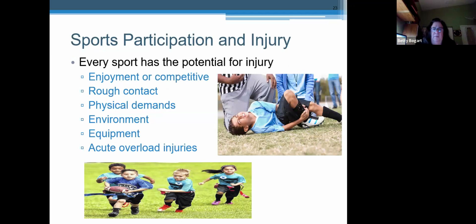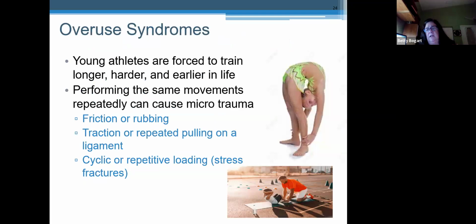Now, children in sports, remember, there are so many demands physically, mentally, and again, making sure they have the proper equipment when they're in sports and preventing those overload injuries.